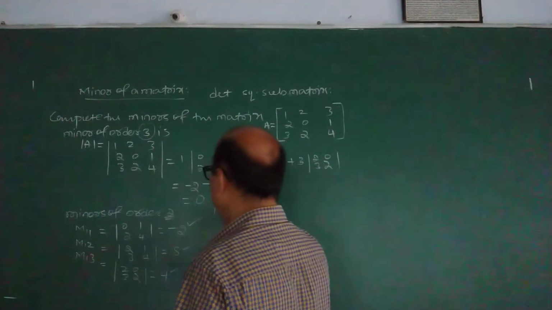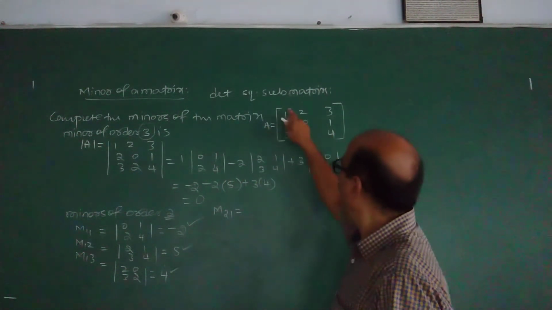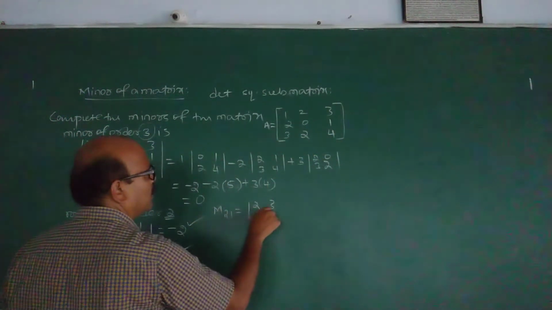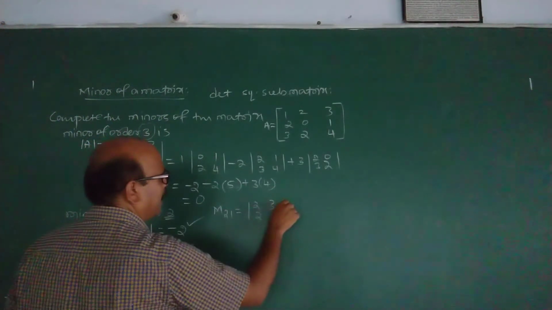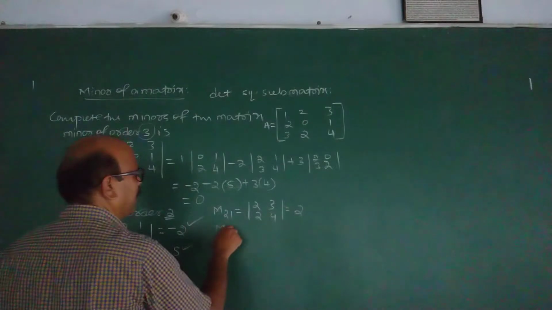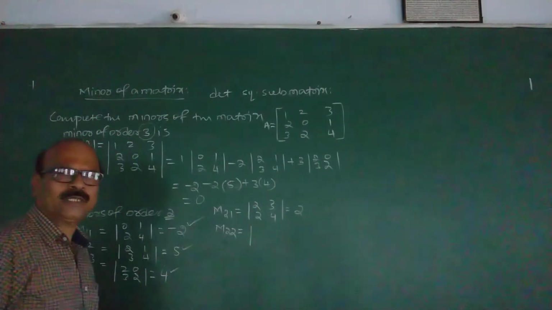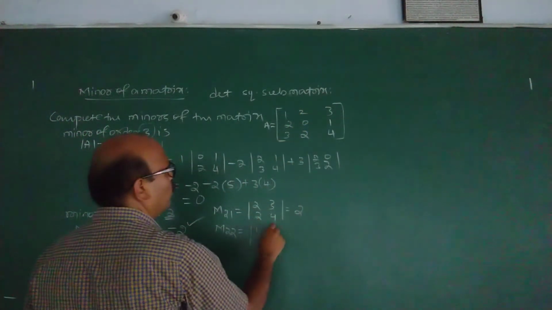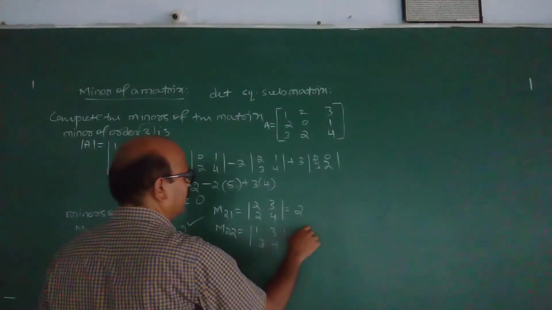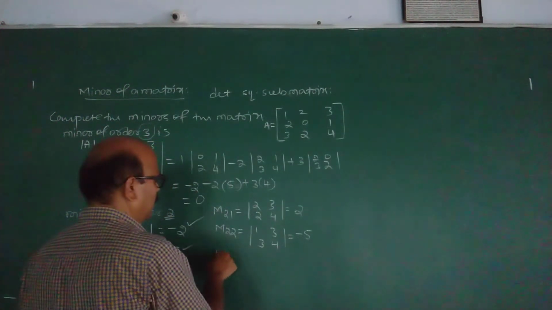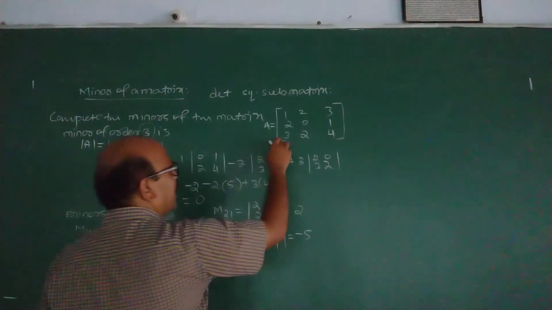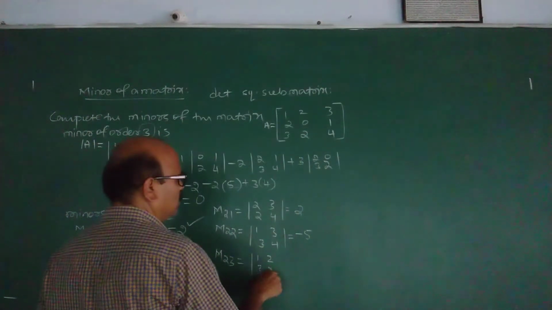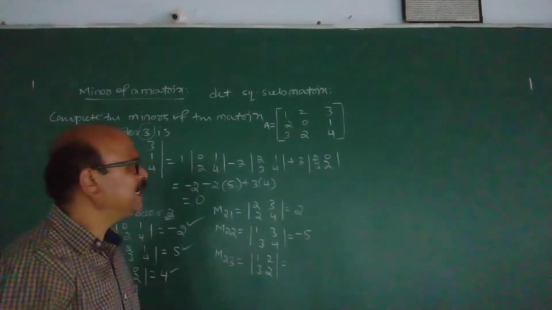Next I take M21, second row, first column. What do you get? 2 3 2 4. So it is 8 minus 6, 2. Take M22. M22 means second row, second column. You will get 1 3 3 4. It is 4 minus 9, minus 5. M23, second row, third column. What do you get? 1 2 3 2. You followed now how to calculate?